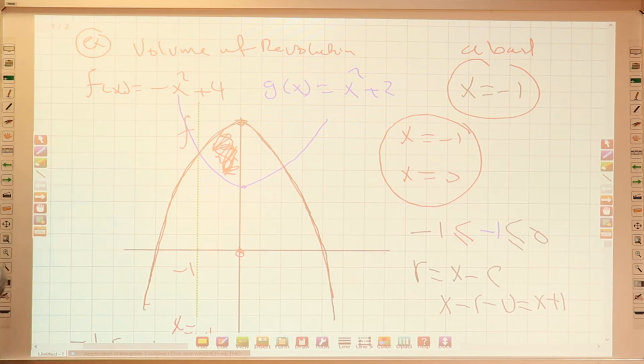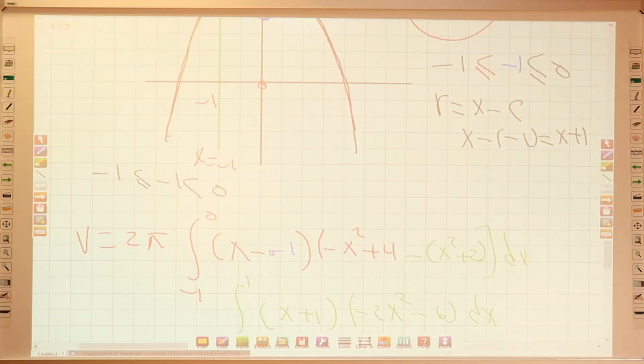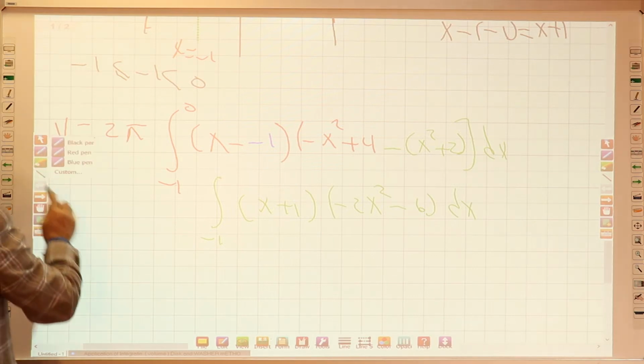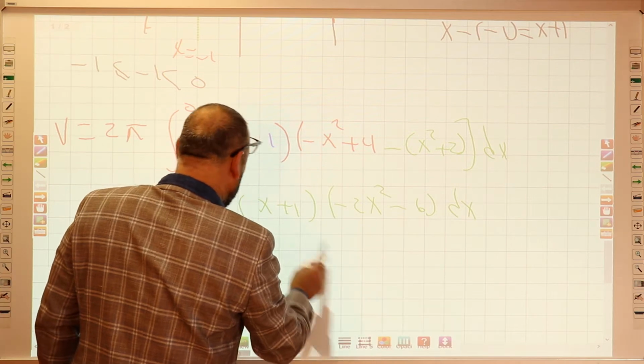Okay, then x plus 1. Then I start the integration. Then x plus 1 times the top minus the bottom, f minus g, and I simplify it. After that it's just integration from negative 1 to 0.